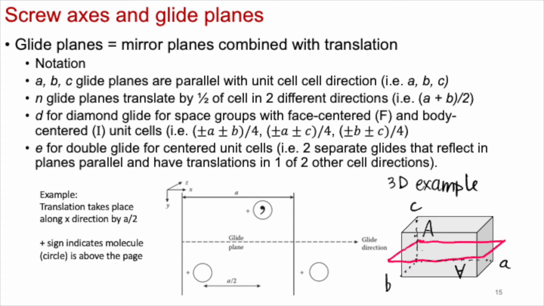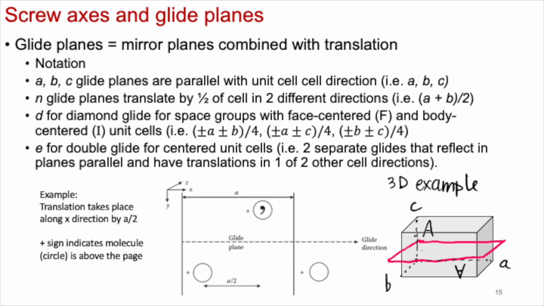And the denotation is, if it's A, then the glide planes are parallel with that direction. So if it's A, then it's parallel to A, typically that's X, and then B, C. How you define A, B, C will be given in the space group. So here's an example.